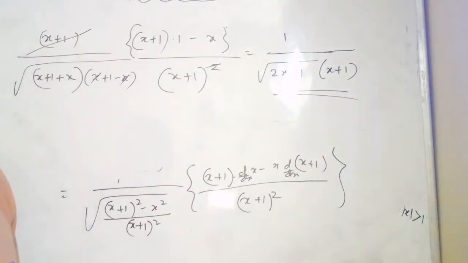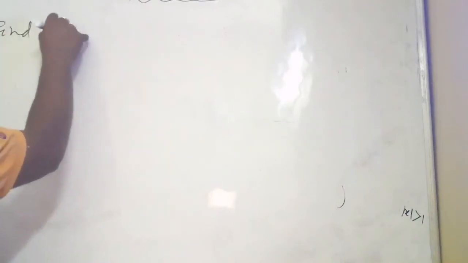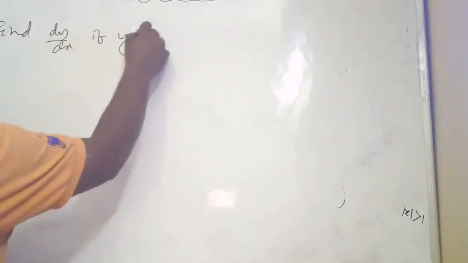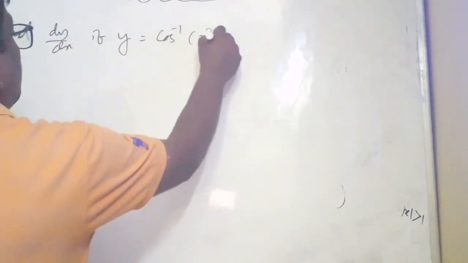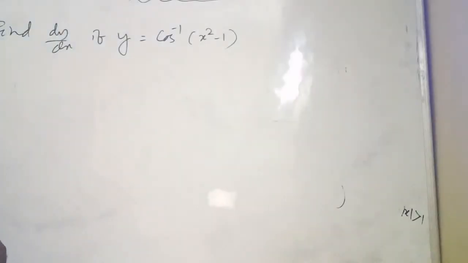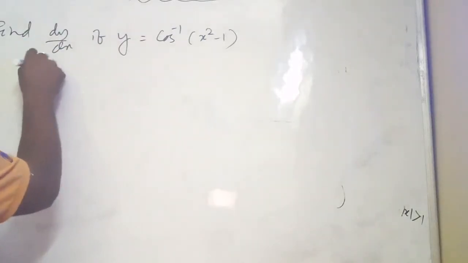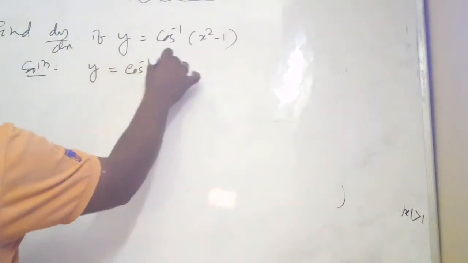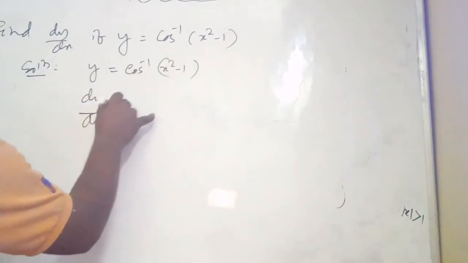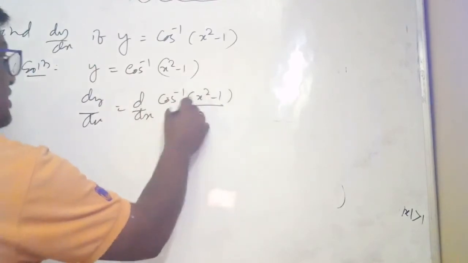Now another question. Find dy by dx if y is equal to cos inverse of x squared minus 1. Okay, so this is equal to what? Solution: y is equal to cos inverse of x squared minus 1. dy by dx is equal to d by dx of cos inverse of x squared minus 1. So consider this as x.